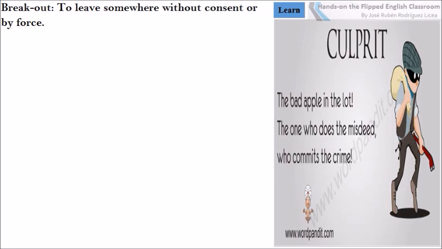Break out, to leave somewhere without consent or by force. Break the law, to go against the law. Burgle, to enter a building illegally with the intent to commit theft. Charge, to accuse someone of an illegal act.